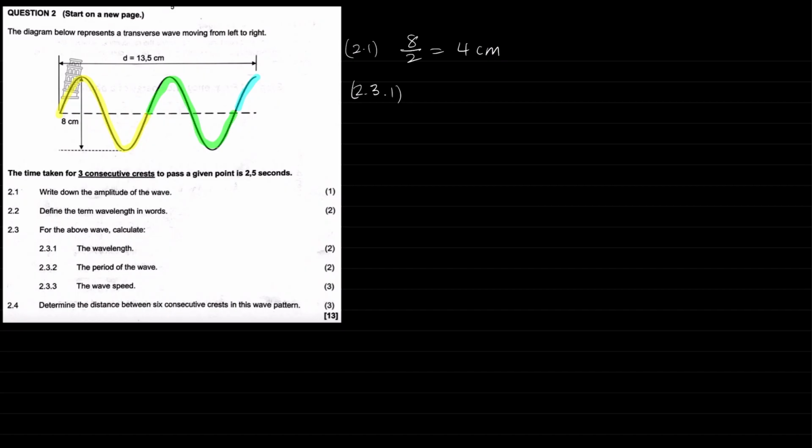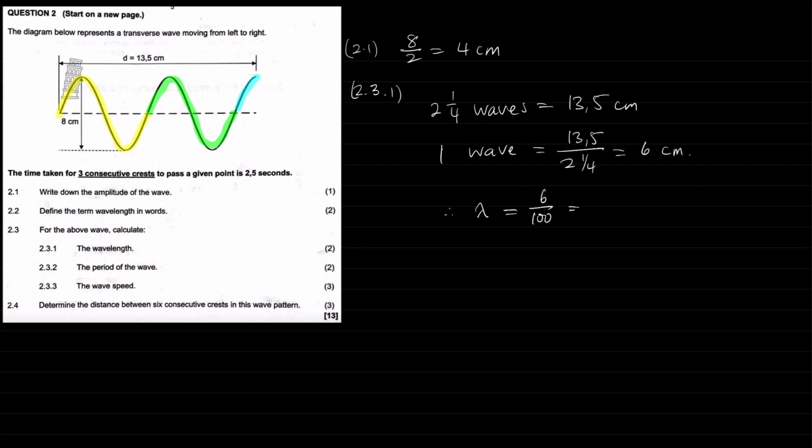So to calculate, we could do it like this. We could say 2 1/4 waves is equal to 13.5 centimeters. Remember, wavelength is the length of one wave. So one wave is going to equal 13.5 divided by 2 1/4 or 2.25, which is equal to 6 centimeters. Now remember, wavelength can't be written in centimeters. Wavelength must be in meters. So therefore, the wavelength, lambda, is 6 divided by 100, which is 0.06 meters.